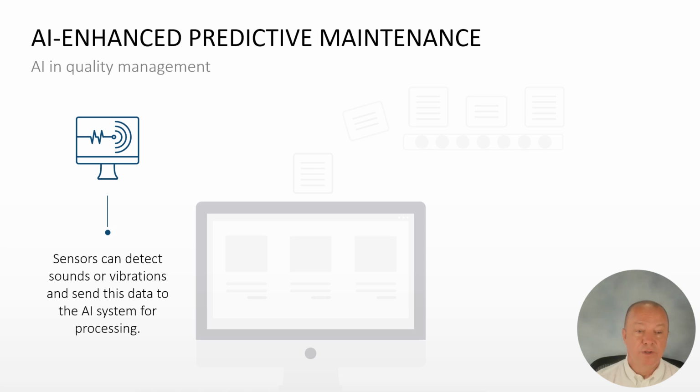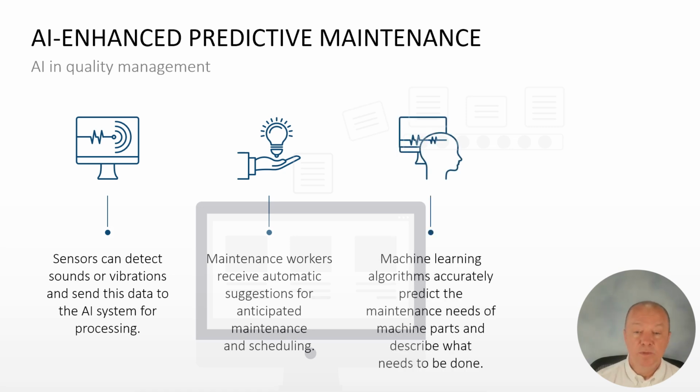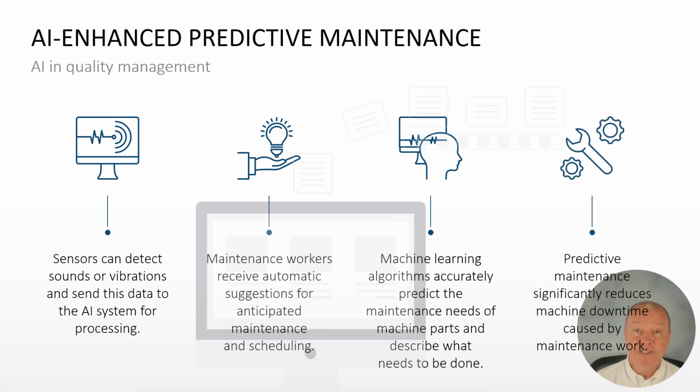Other examples include how we can have sensors detect sounds or vibrations, sending the data to the AI system for processing and analysis. We can have maintenance workers receiving automatic suggestions for anticipated maintenance and scheduling. We could then use machine learning algorithms to more accurately predict maintenance needs of machine parts, and perhaps even providing guidance on what needs to be done. And then finally, predictive maintenance significantly reduces machine downtime caused by maintenance work.